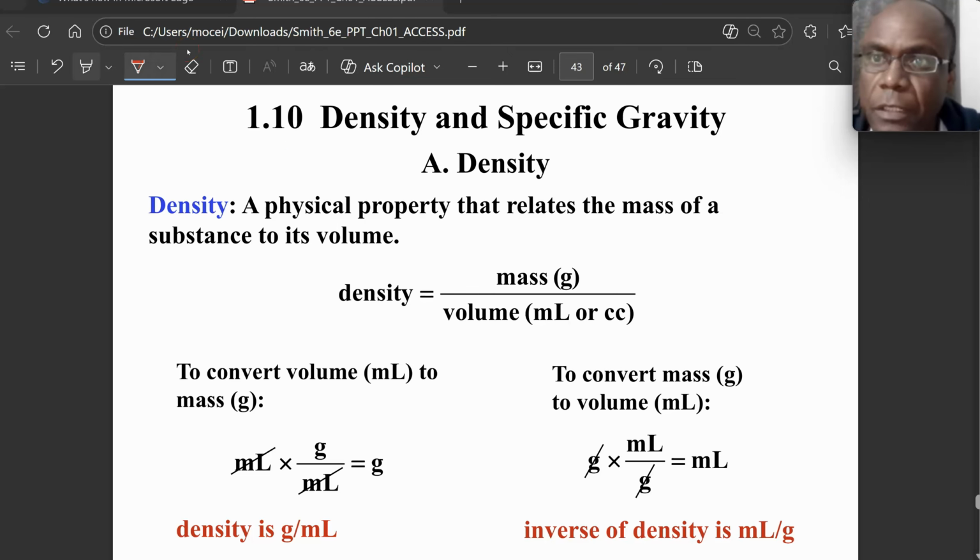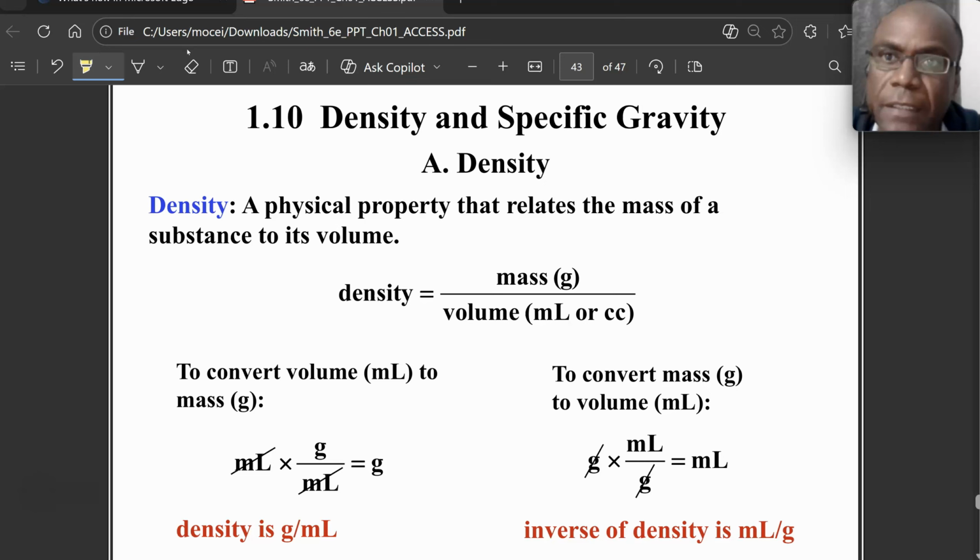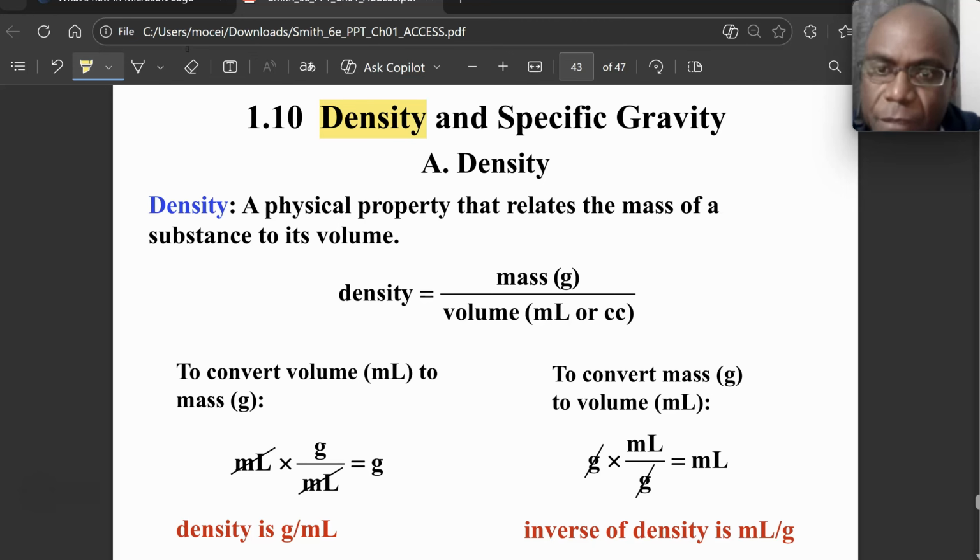It's time now to talk about measurement of density. This chapter 1 has all been about measurement. So we're going to measure density using some virtual theoretical calculations, and using density of water we will find specific gravity of different objects or substances.